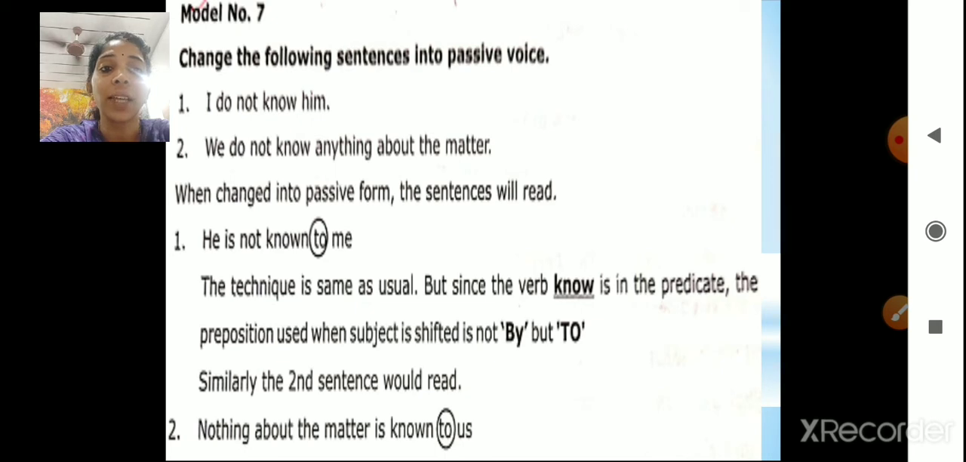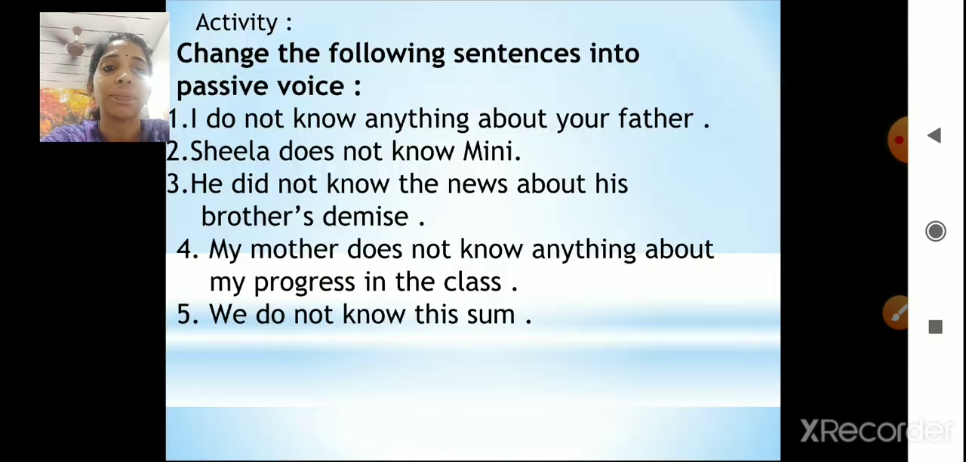Similarly, we can see the second sentence. Nothing about the matter is known to us. The first question was, we do not know anything about the matter. So the answer will be, nothing about the matter is known to us. Now, this is a small model. There is not much in this. So based on this, let us see the application of this model in this part of the activity.